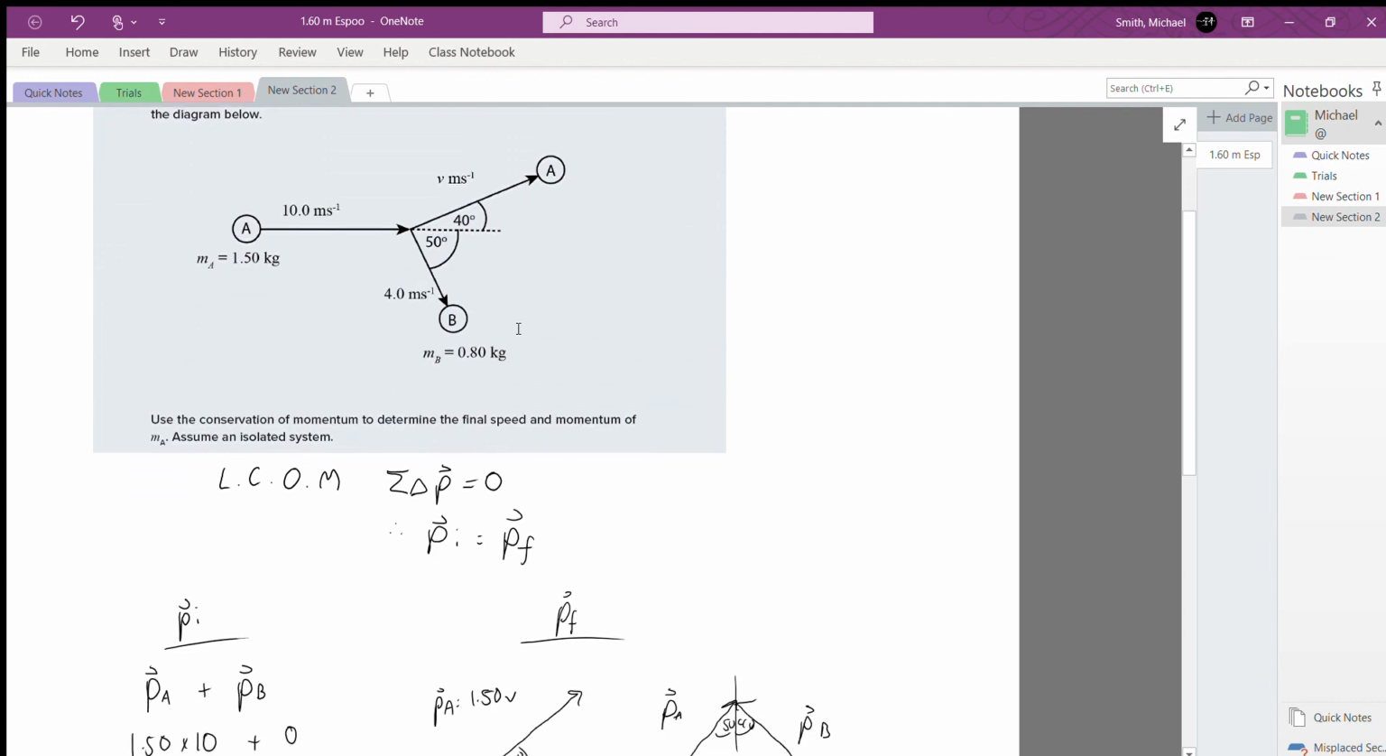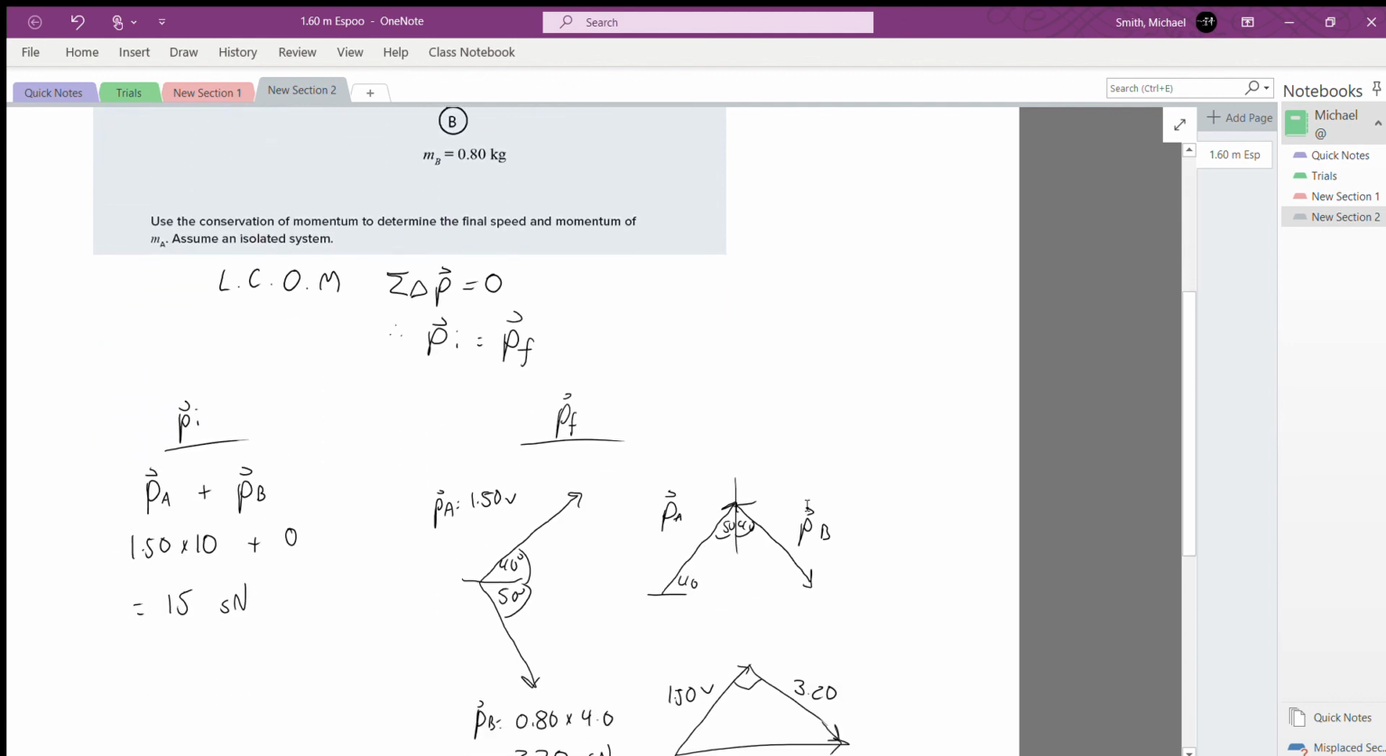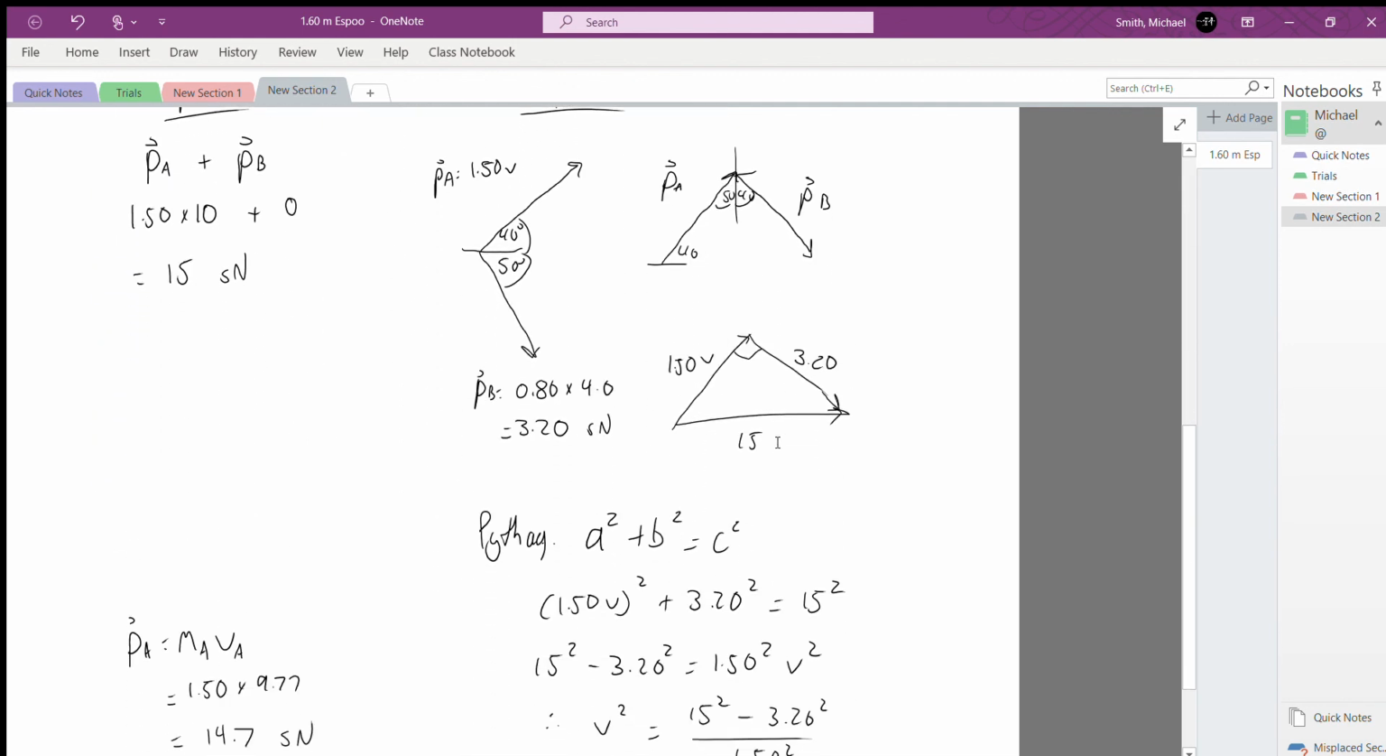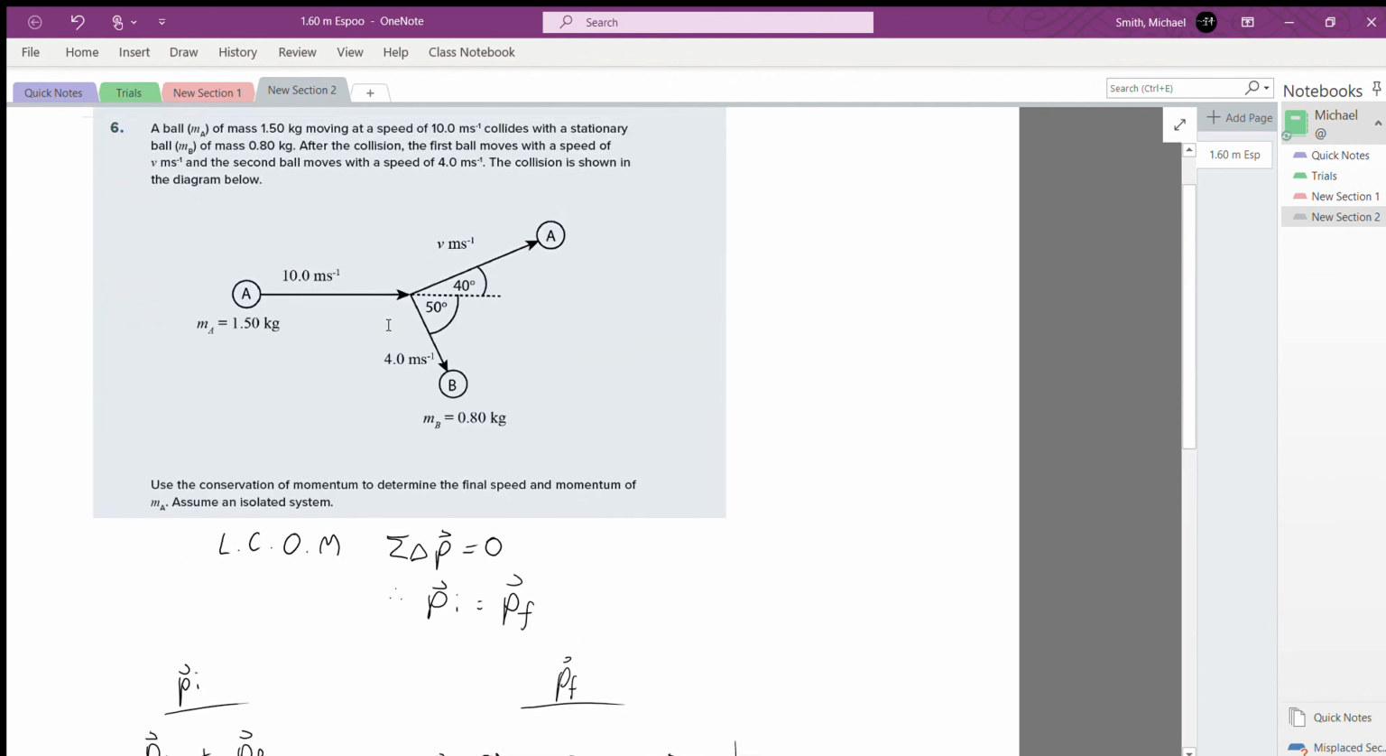Two-dimensional conservation of momentum using vector addition. It's not too bad. After you've done a few of these, it becomes a little bit more routine, and it's likely that we're only going to encounter right-angled triangles or equilateral triangles.